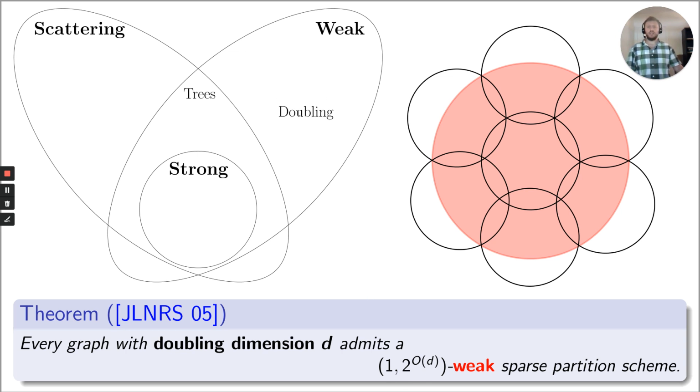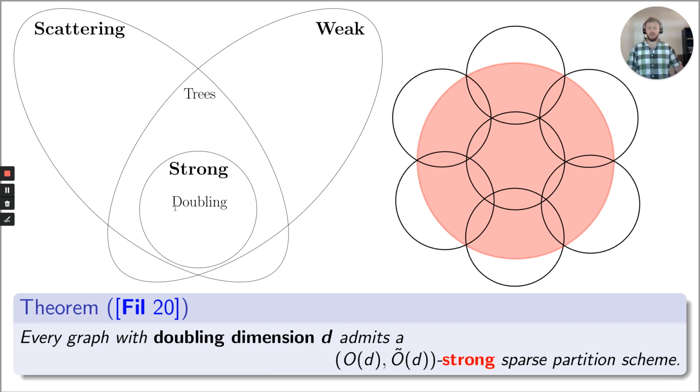So I put them here, and we showed actually that you can construct a strong sparse partition scheme with parameters both asymptotically d, which moves d to here. And note that this actually provides an exponential improvement in the dependence on d in the solution to the universal Steiner tree problem for this family of doubling dimension d.